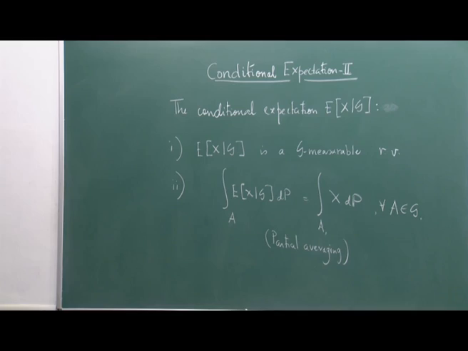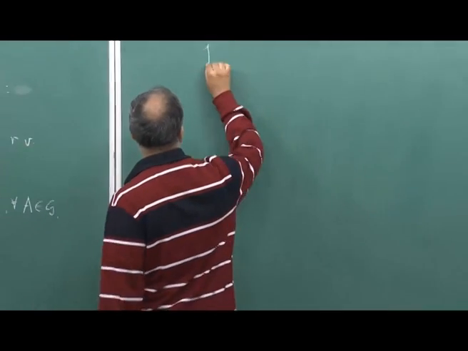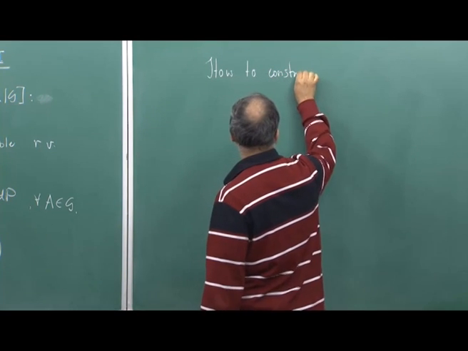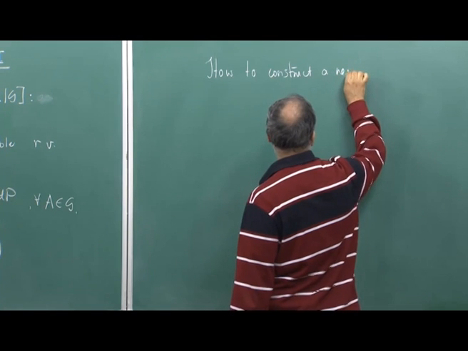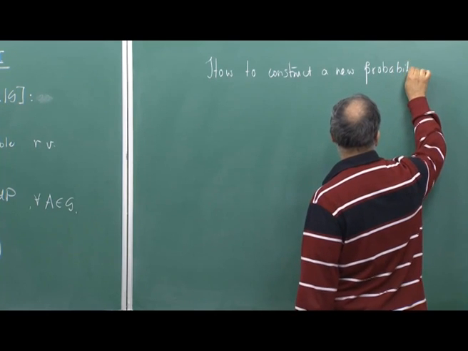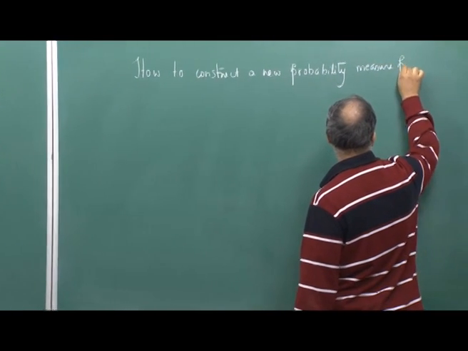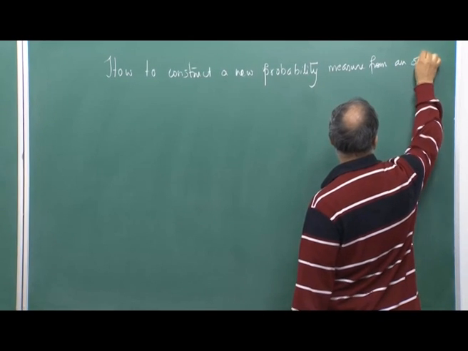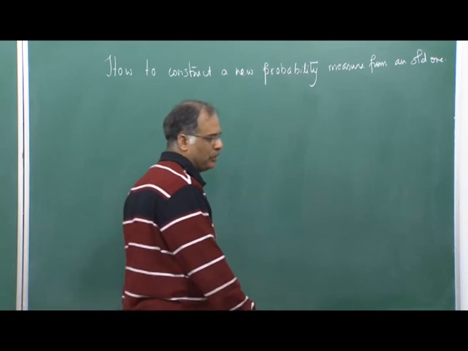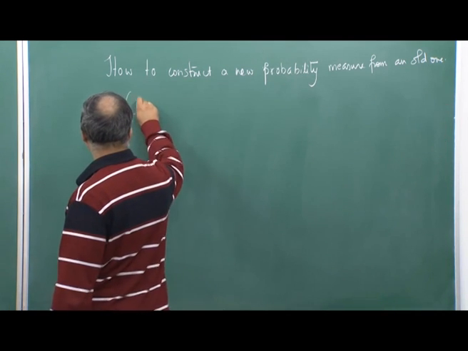One of the first steps, in finance and in probability theory, is to know how to construct a new probability measure from an old one. That is the key question. So, in that sense, suppose you have a given probability space.